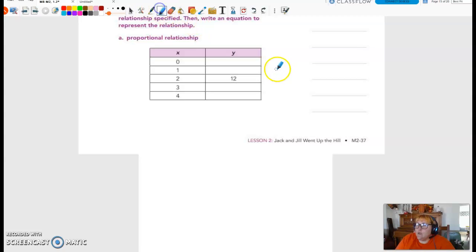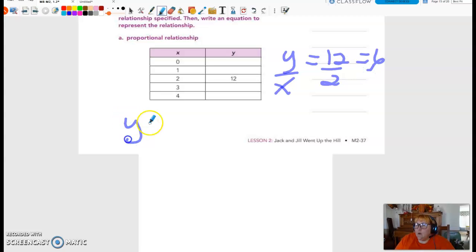Our slope, again, is rise over run, or y over x. So 12 over 2 is 6. So if we're writing our equation, we have 6x plus what? So we have to try and figure this out. So 6 times something. 2 times 6 is 12, so I'm going to go with 0. Let's find out. 1 times 6 would be 6. 0 times 6 would be 0. 3 times 6 would be 18. And 4 times 6 would be 24.